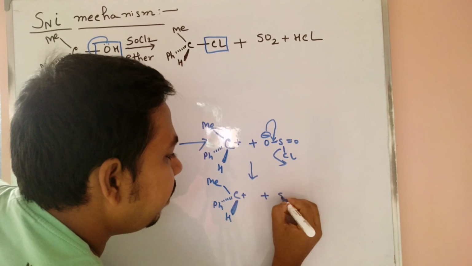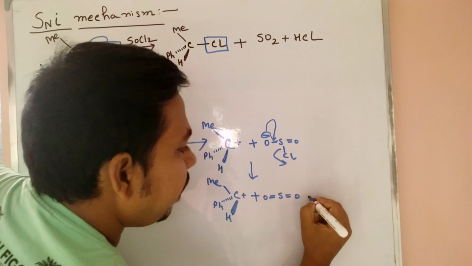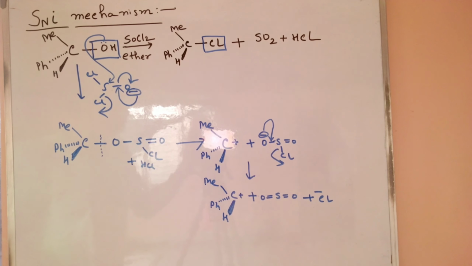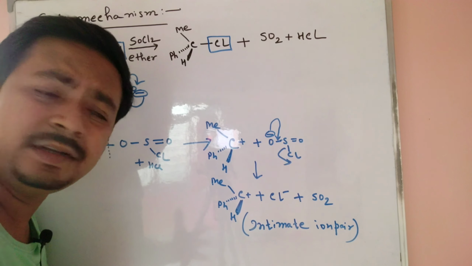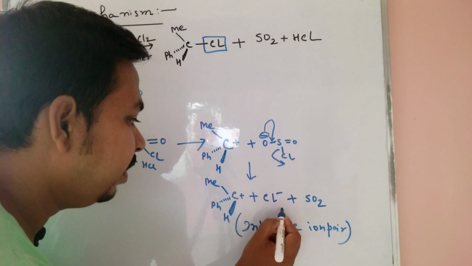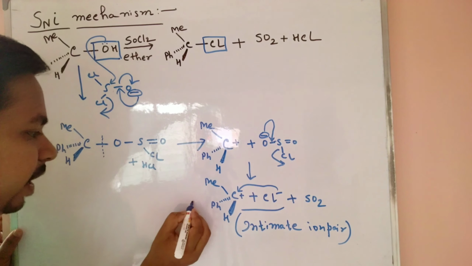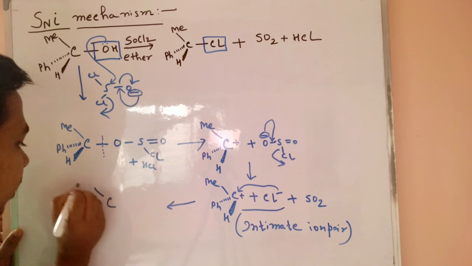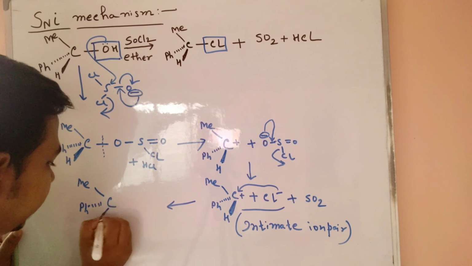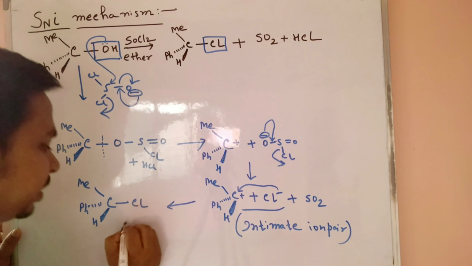Carbocation is formed here plus S double bond O and Cl minus formed here. So now this one is called an intimate ion pair. Then the minus charge simply attacks the carbocation and forms the product: methyl is upward side, phenyl is downward side and hydrogen is here and Cl, retention of configuration.